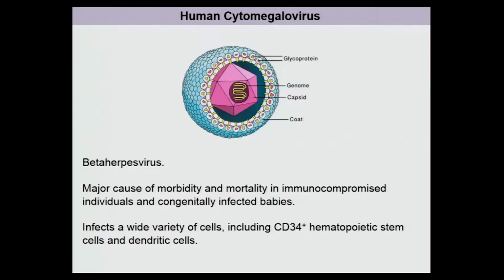I'm going to talk about the dynamics of human cytomegalovirus infection during differentiation of CD34 positive progenitor cells into dendritic cells. Human cytomegalovirus is a beta herpes virus, and although it does not cause disease in immunocompetent hosts, it's a major cause of morbidity and mortality in immunocompromised individuals and congenitally infected babies.